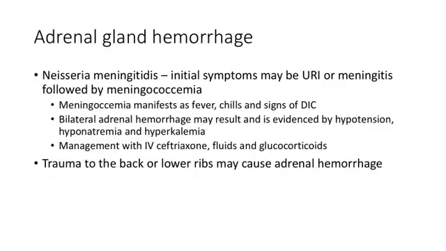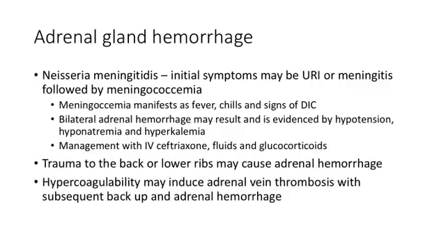And just be aware that trauma, maybe from a car accident, if you break the ribs, especially the lower ribs, could cause an adrenal hemorrhage and an acute crisis. And I'm not sure how they test you on this, but I did read that people with hypercoagulability, maybe from an inherited thrombophilia, may have a tendency to thrombose the adrenal vein, and if that backs up enough, it can actually cause an adrenal hemorrhage and crisis.